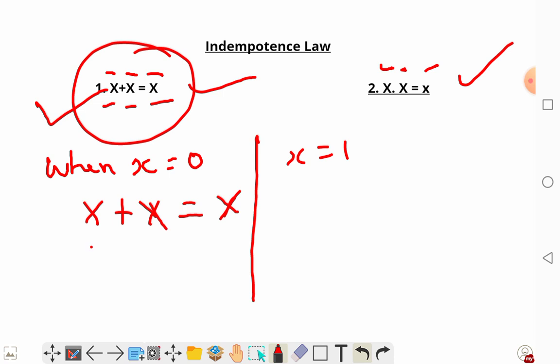X value ಏನಿದೆ 0 ಇದೆ. 0 plus x value ಏನಿದೆ 0 is equal to 0. 0 plus 0 ಏನಿದೆ 0 is equal to we have 0. ಪ್ರೂವ್ ಆಯಿತು. ನೆಕ್ಸ್ಟ್ ವಾಟ್ ವಿ ಹ್ಯಾವ್, x is equal to 1.